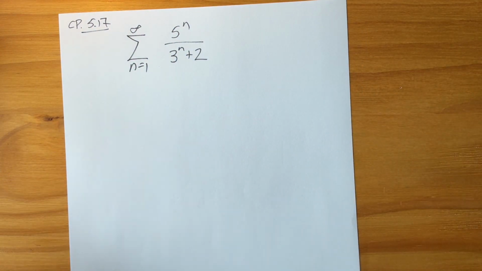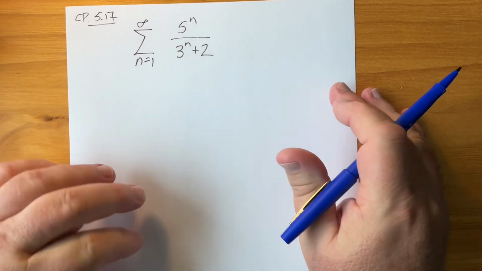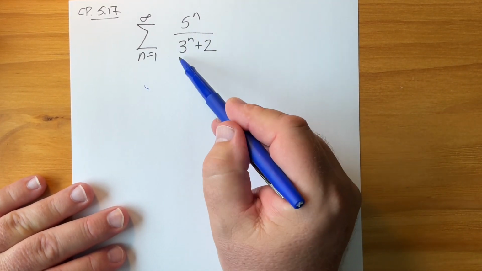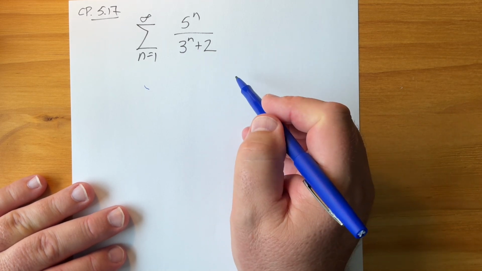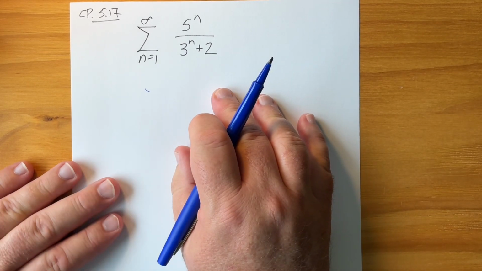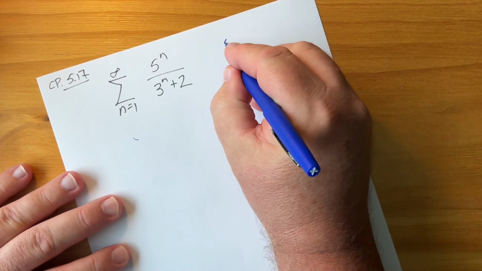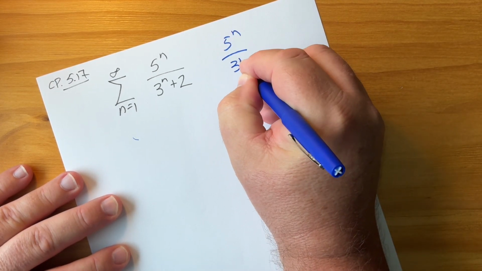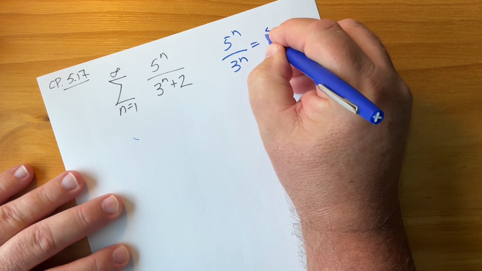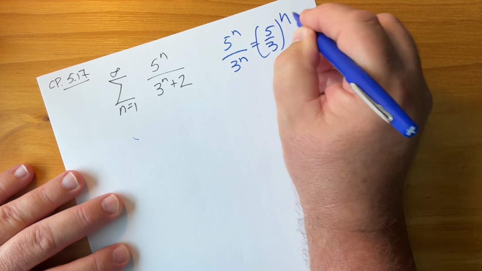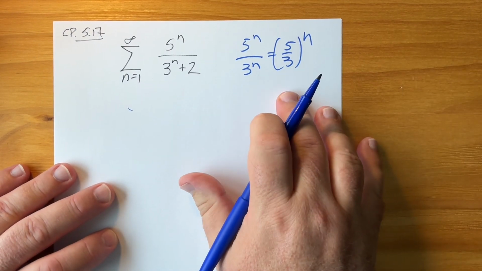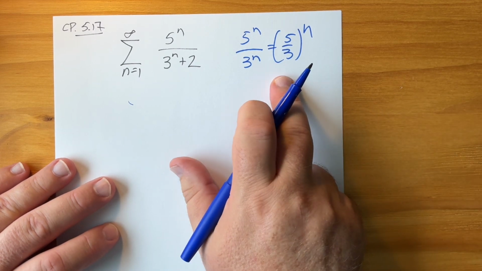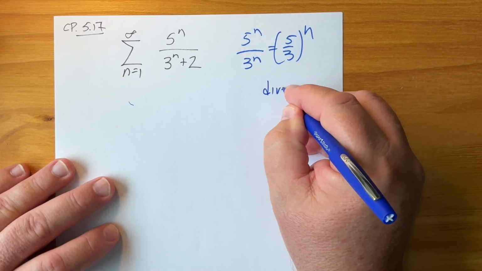Checkpoint 5.17. Where'd I lose my pen? I'll have to use a blue one. Here we go. All right, so we have the series of 5 to the n over 3 to the n plus 2. Well, what do you want to compare that to? I'd say we compare it to 5 to the n over 3 to the n. Well, isn't that just 5/3 to the n, right? That's a geometric series. We have our r greater than 1, so we know that this diverges.